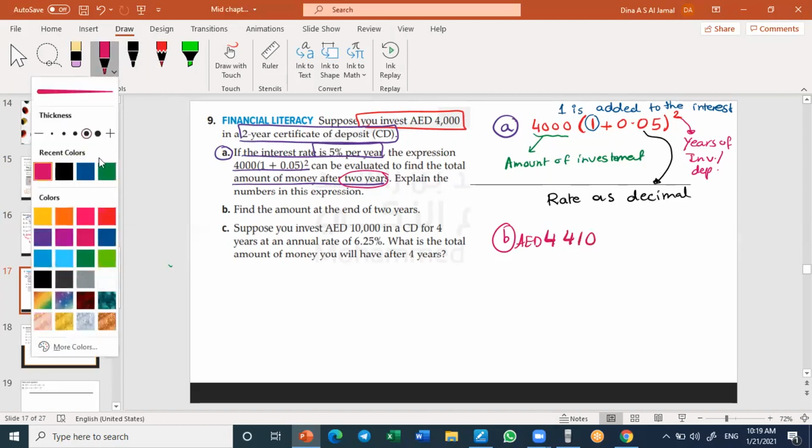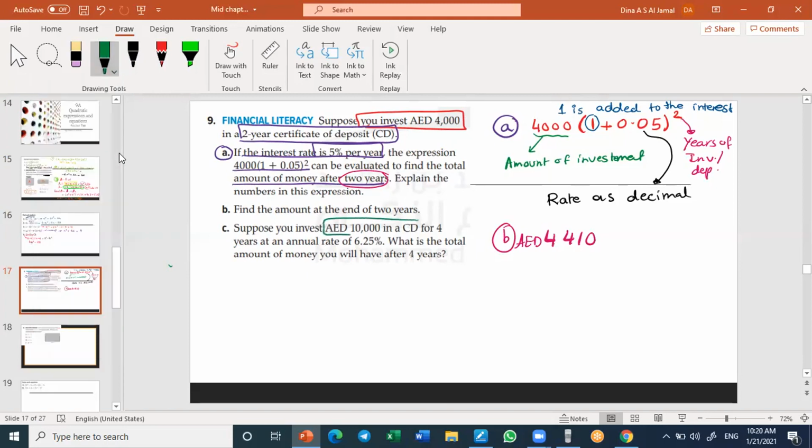Now in C, he would like you to build your new equation from the beginning. So suppose you invest 10,000 dirham. That means he gave you the first value. Then he told you that you are having 4 years. That means this is your number here. And you are having your annual interest rate of 6.25.